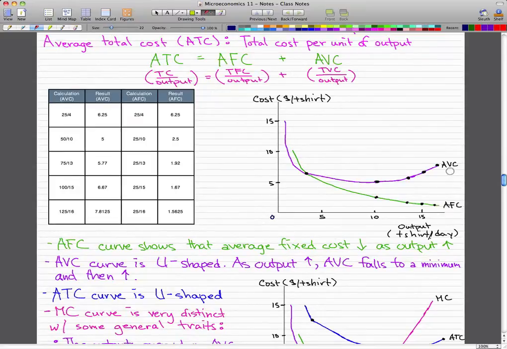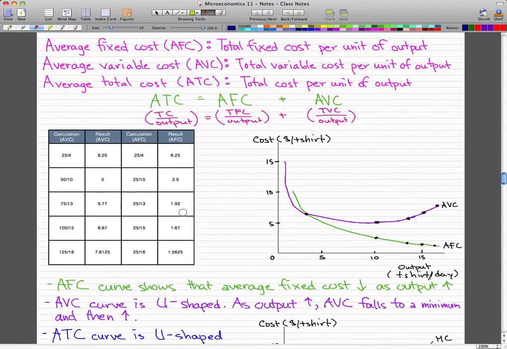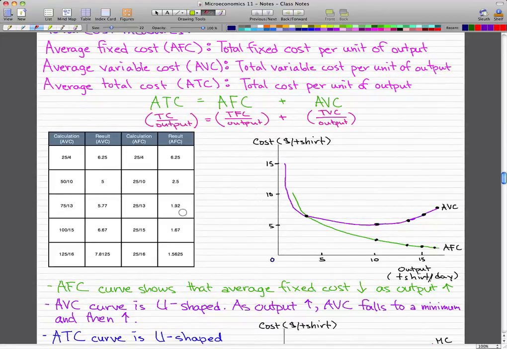Just to describe the behavior, you can see that the AFC curve shows that average fixed cost decreases as output increases, because as output increased, the cost decreased. It has a downward sloping structure. For the average variable cost curve, we have a U-shaped curve. You can see that as output increases, AVC falls to a minimum, and then it rises again.